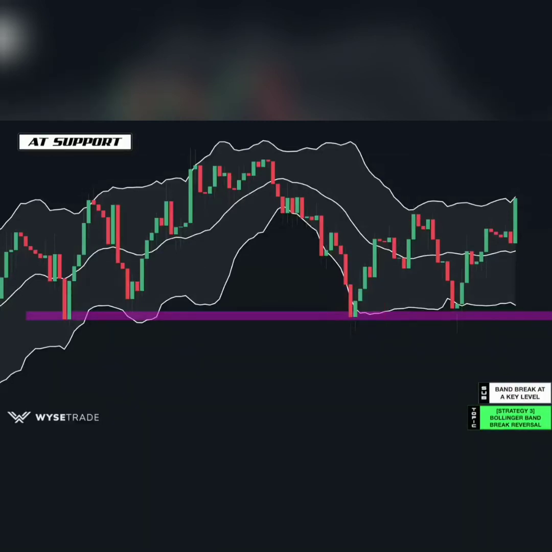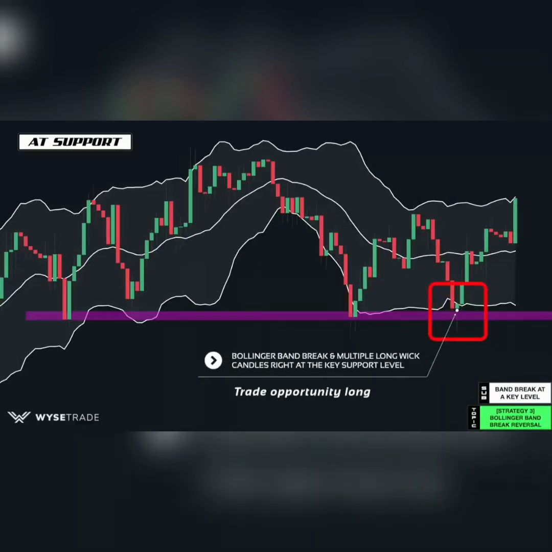And again, when price came back here, it broke outside with a lot of the candle body outside, as well as multiple very long wick candles right at the key level. This is a very high quality long trade setup.